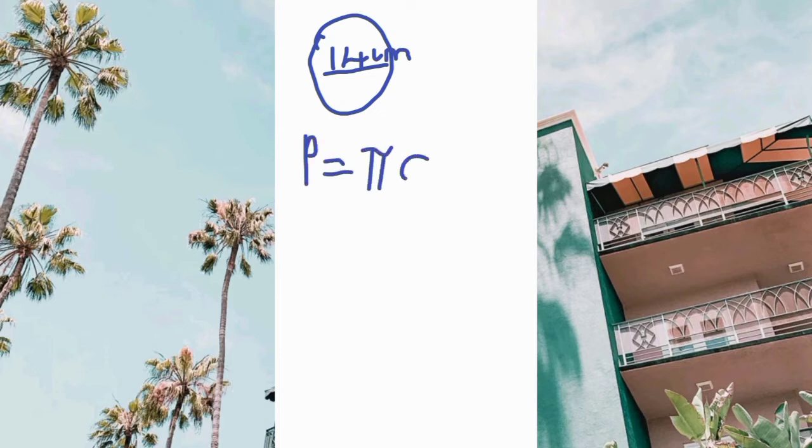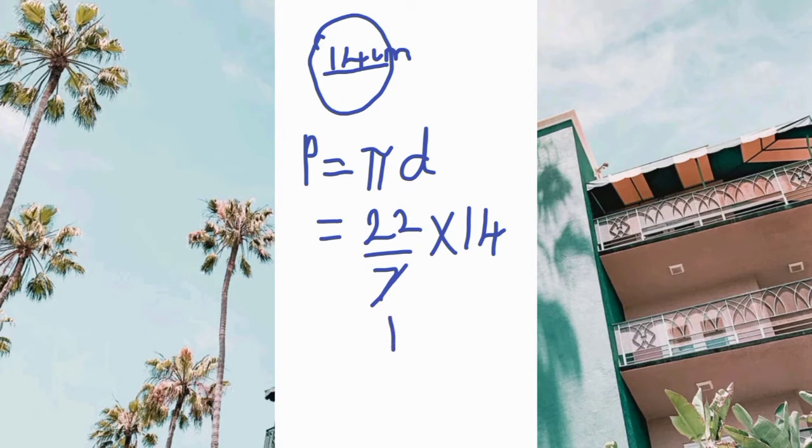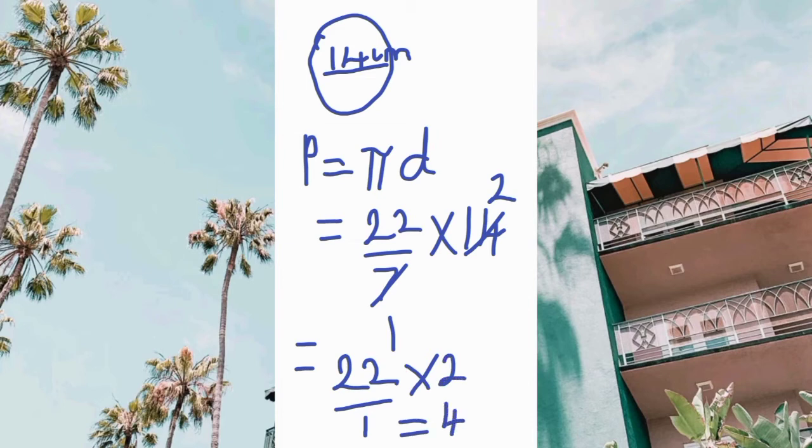So our perimeter is equal to pi times diameter. We're going to say our pi 22/7 times our diameter 14 centimeters. 7 into itself is 1. 7 into 14 is 2. So now we're going to say 22/1 times 2. And our answer is equal to 44 centimeters, and that is our perimeter.